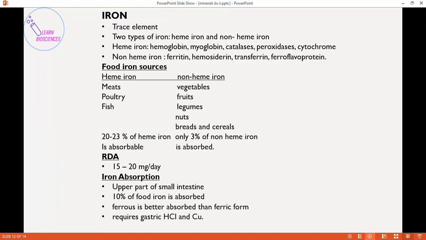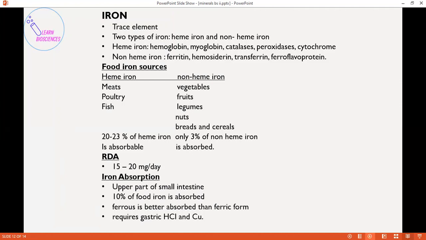Food iron sources for the heme iron are meat, poultry, and fish. For the non-heme iron are vegetables, fruit, legumes, nuts, breads, and cereals. About 20 to 23% of heme iron is absorbable and only 3% of non-heme iron is absorbed. The difference is basically that the heme iron which we get from meat mostly resembles our own hemoglobin and myoglobin, and also the absorption routes for heme iron and non-heme iron are different.